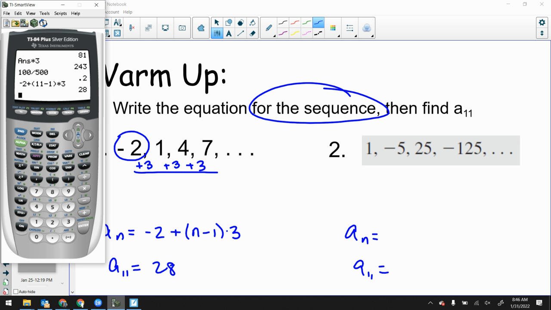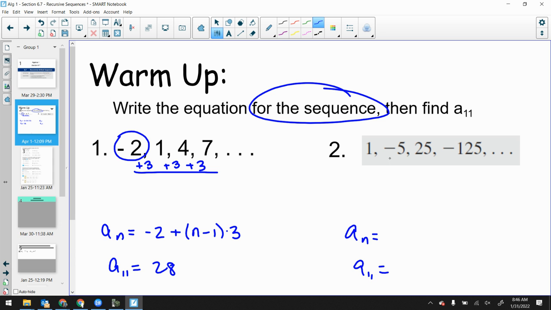All right, let's take a look at the next one. Now, Solomon, is this number 2 arithmetic or geometric? Geometric. Why do you say it's geometric? Good. Now, what am I multiplying by, Solomon? Good. And I'm glad he said -5.